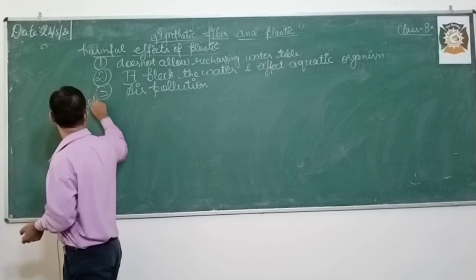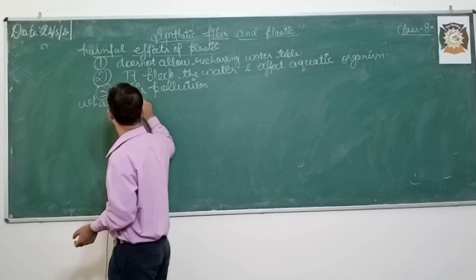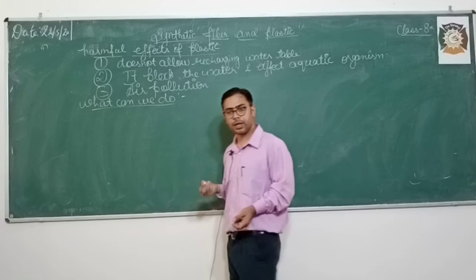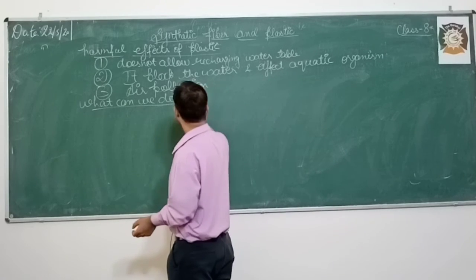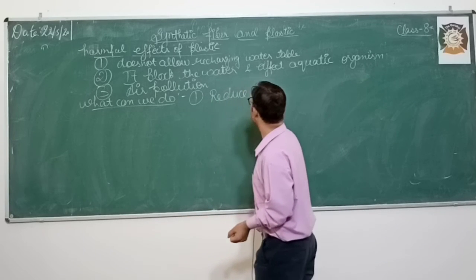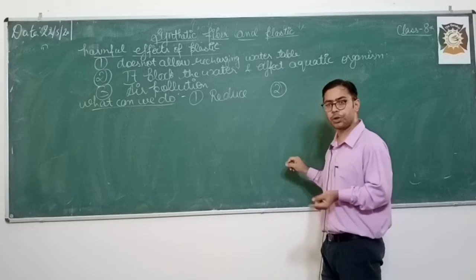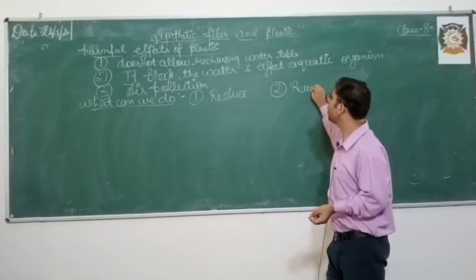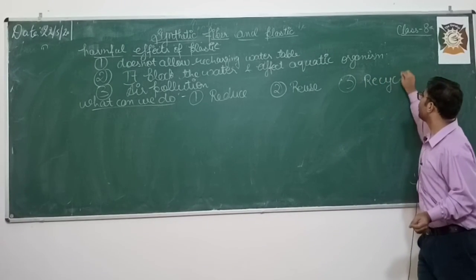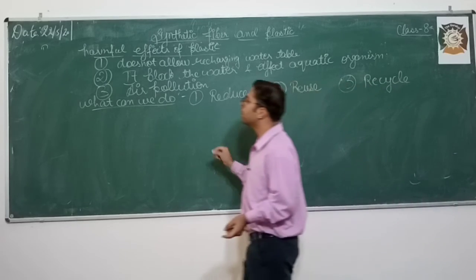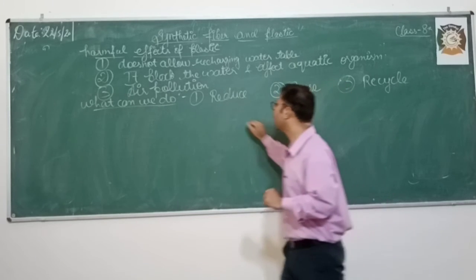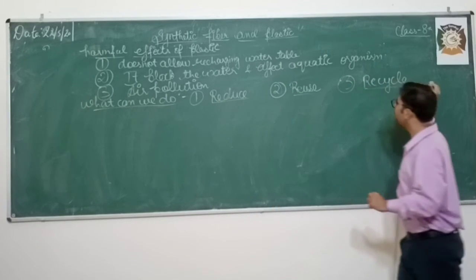Okay. Now, what can we do? How can we reduce the harmful effects of plastic? Okay. Now, we can follow the 3 R's of waste management. Okay. Now, what are those? Reduce. Second student, I know you know that. Reduce. Second one, reuse. Third one, recycle. So, if we want to reduce the harmful effects of plastic, we can follow the 3 R's of waste management. What are they? Reduce, reuse and recycle.